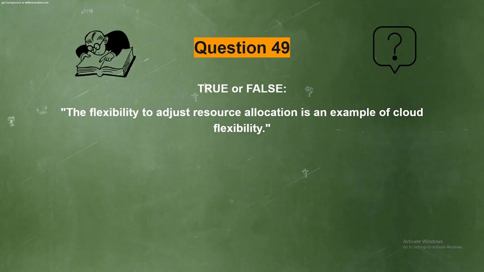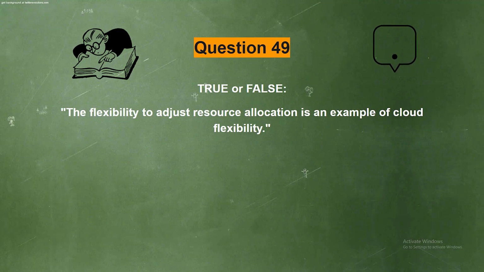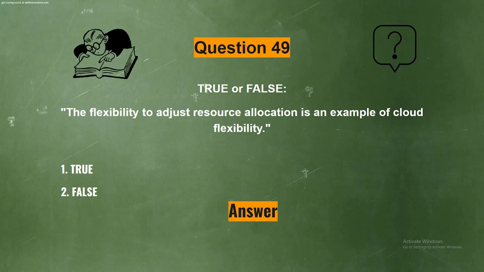Next question. True or false? The flexibility to adjust resource allocation is an example of cloud flexibility. And the options are: Option 1, true; Option 2, false. And the correct answer is Option 1, true.